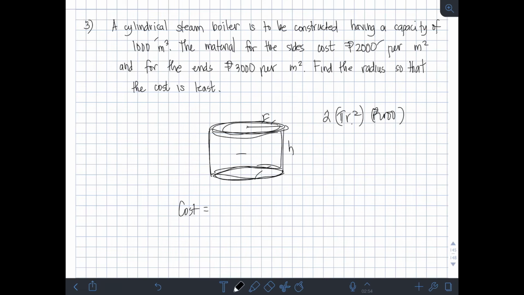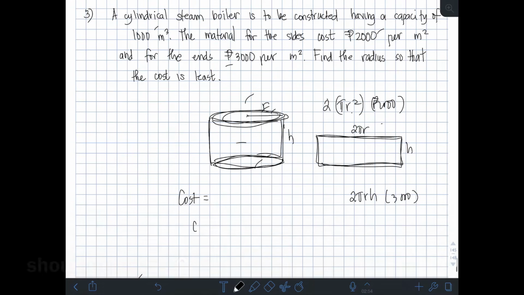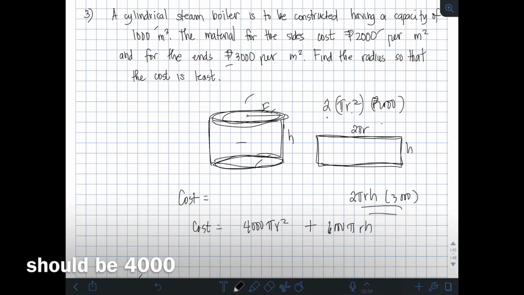So, di ba kapag yung cylinder, kapag binuka natin yan para yung rectangle, itong length is yung circumference nitong circle, which is 2 pi r, right? Tapos yung height is h. So, ang area nito, bali, is length times width, 2 pi r h. Pero ang halaga daw ng ends is 3,000 per square meter. So, multiply natin to by 3,000. So, ang cost now is equal to, so 2 times 2,000 is 4,000 pi r square plus, ito, 2 times 3,000 is 6,000 pi r h.